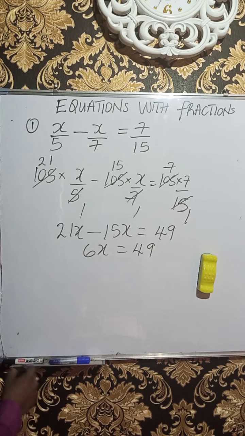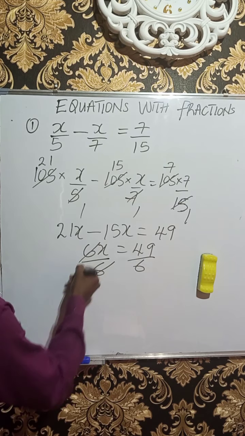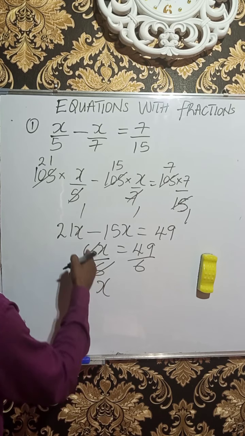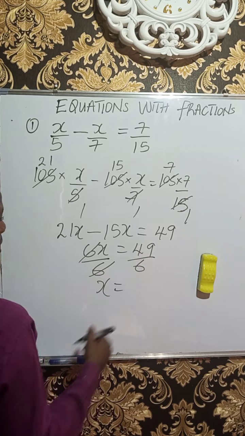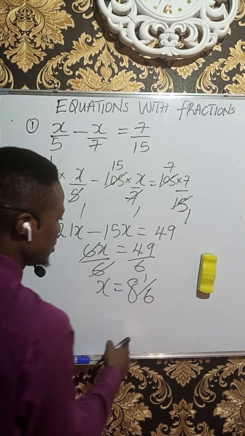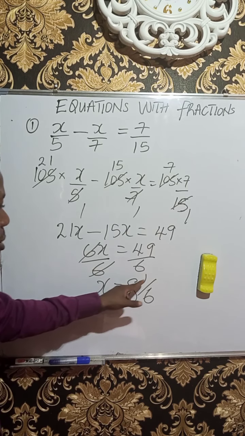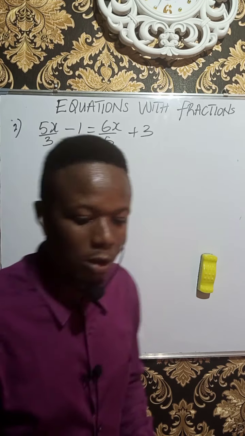So to get the value of x, I will divide both sides by 6. So I have 6 here. x cancels x, so 6 cancels 6. We have x equals 49 divided by 6, which is 8 remainder 1, all over 6, because 6 times 8 is 48 plus 1 equals 49. So let us take the second question.